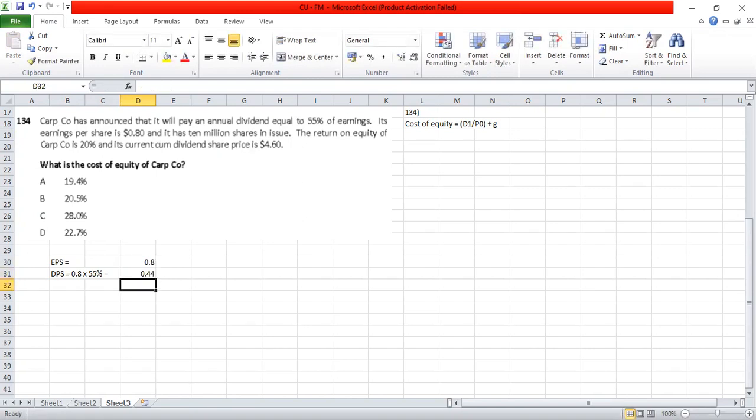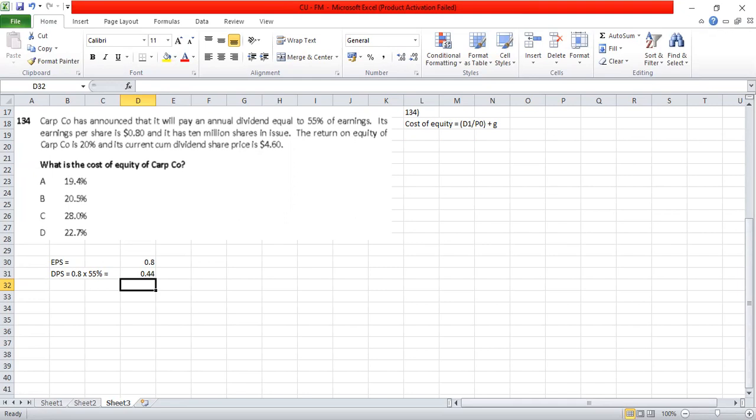the company has announced that it will pay an annual dividend of 55% of earnings. Its earnings per share is 0.8 and it has 10 million shares in issue. The return on equity of car company is 20%, and its current cum dividend share price is 4.60. So that is what is mentioned.